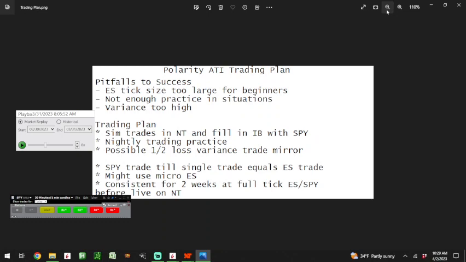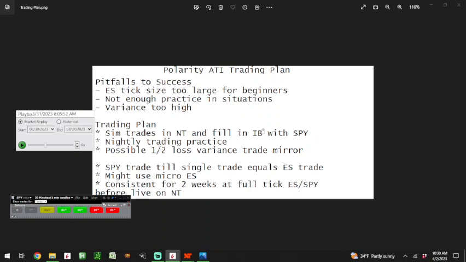The plan is to simulate trades in NinjaTrader and then fill it in IB and in SPY. This window down here on the lower left, that's my IB window. So I have two lots, or two contracts, in SPY, whatever size I want, right? And it would mirror the trade.